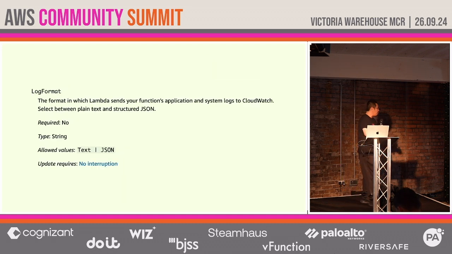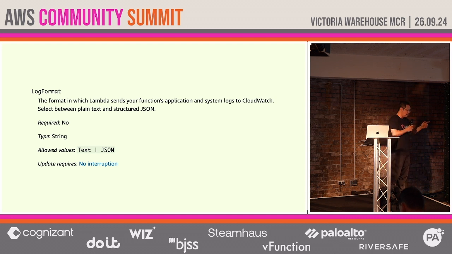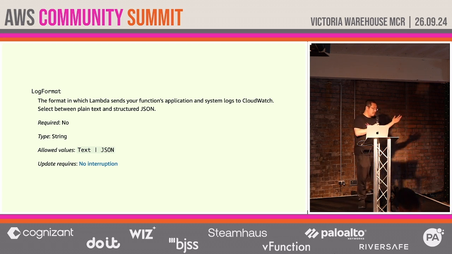One is the log format, which defaults to text, but you can also set it to JSON, so that Lambda will take anything you write to standard out and turn it into a JSON structure. So for people that are complaining about, oh, my development teams are not writing structured logs, this is kind of like a cheat to get there. It's not great, but it's something at least.